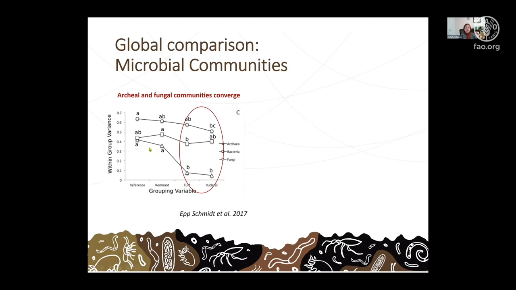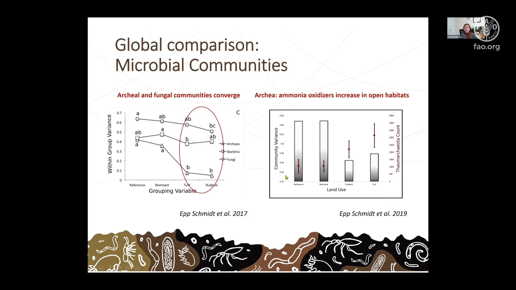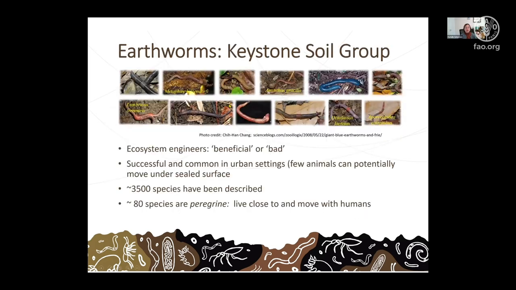For microbes, we see variation decreasing for archaea and fungi, but not for bacteria. Another general feature was that as we moved towards more disturbed, more open sites, ammonia oxidizers were increasing. Coming from microbes to macrofauna, earthworms are obviously extremely important, except when they don't occur, and then termites become an extremely important keystone group, affecting just about everything about soil properties. Earthworms are very successful components of urban soil fauna, partially because they can move easily within the soil. Out of the earthworms that we know today, about 80 are what we call peregrine earthworms. They live very close to, and do very well in, human environments. Some of these are indicated here with names.